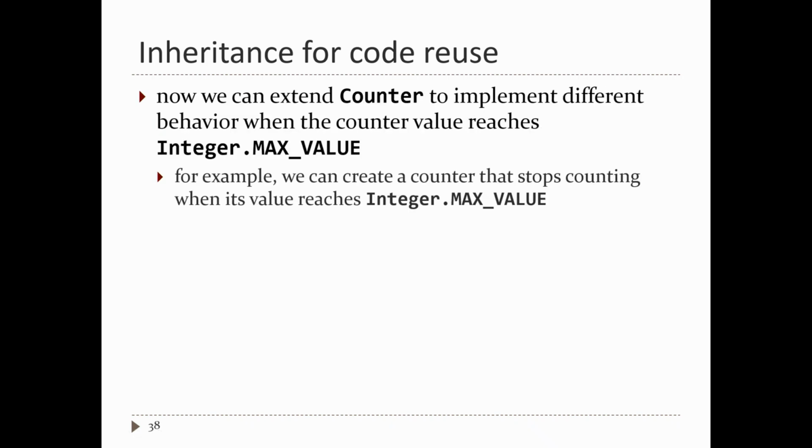Okay, so now we're ready to actually implement a new type of counter. For example, a reasonable thing to do when you hit max value is to stop counting. In other words, when you hit integer max value, you stop at integer max value, and every time you call advance, you don't go past max value. So how do you implement this thing? It's very easy to implement.